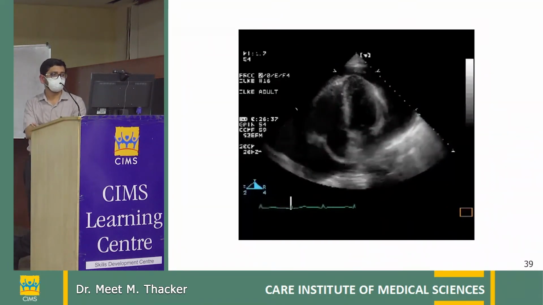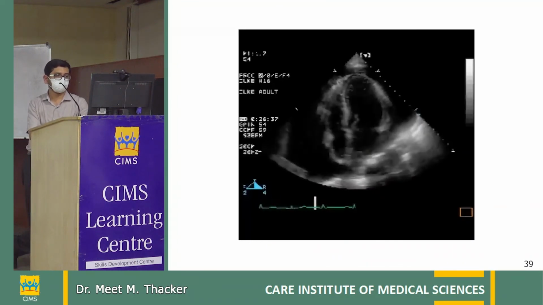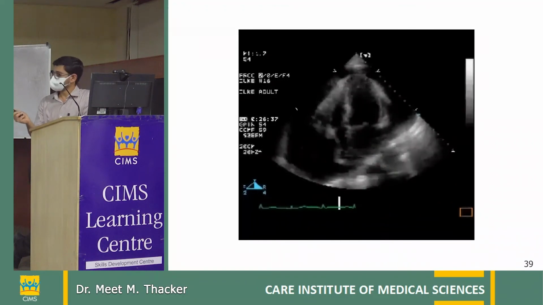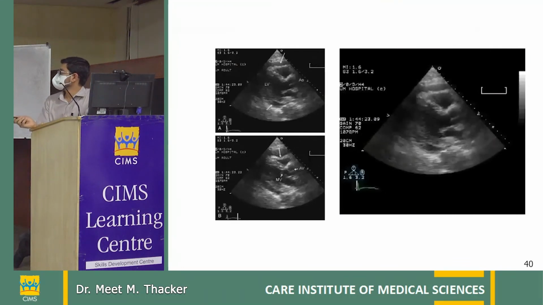So when echo was done, this was the image: large pericardial effusion with, we can see, RA and RV collapse here. Some other pictures. This is a different case, but different images of pericardial effusion here. You can see this is RV diastolic indentation here.